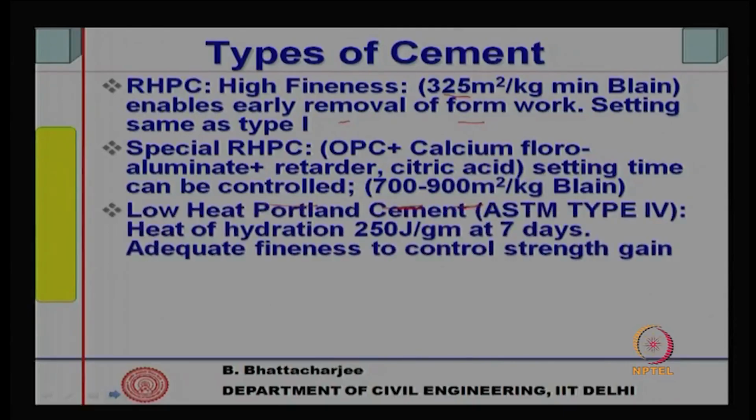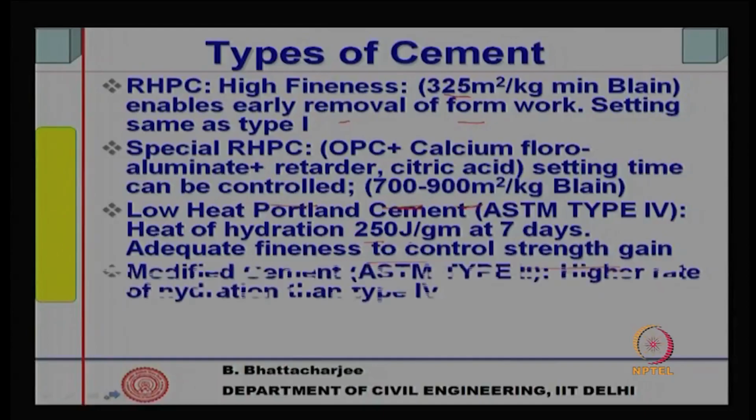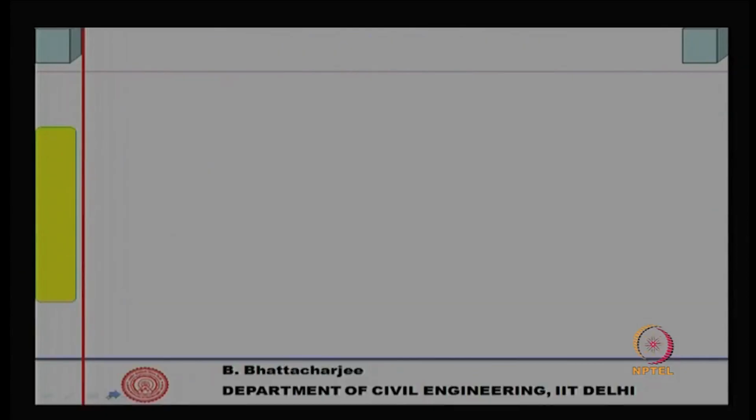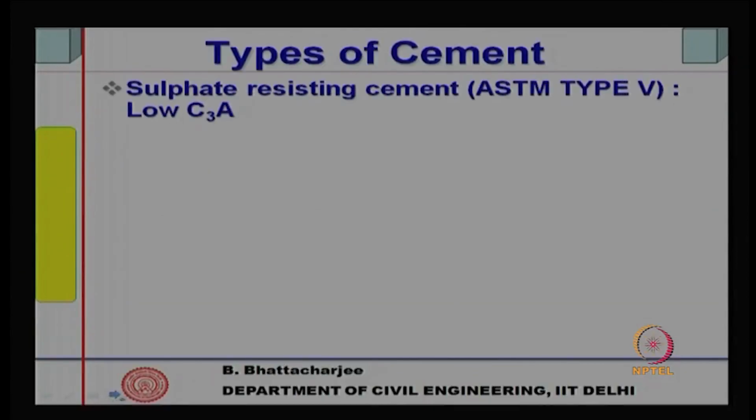Blends specific surface, which we discussed yesterday. Low heat Portland cement, ASTM type 4, has a heat of hydration of 250 joules per gram at 7 days, with adequate fineness to control strength gain. Modified cement, ASTM type 2, has a higher rate of hydration than type 4; it is in between. And type 5, of course, is sulphate resisting cement, with low C3A, that is the characteristic.